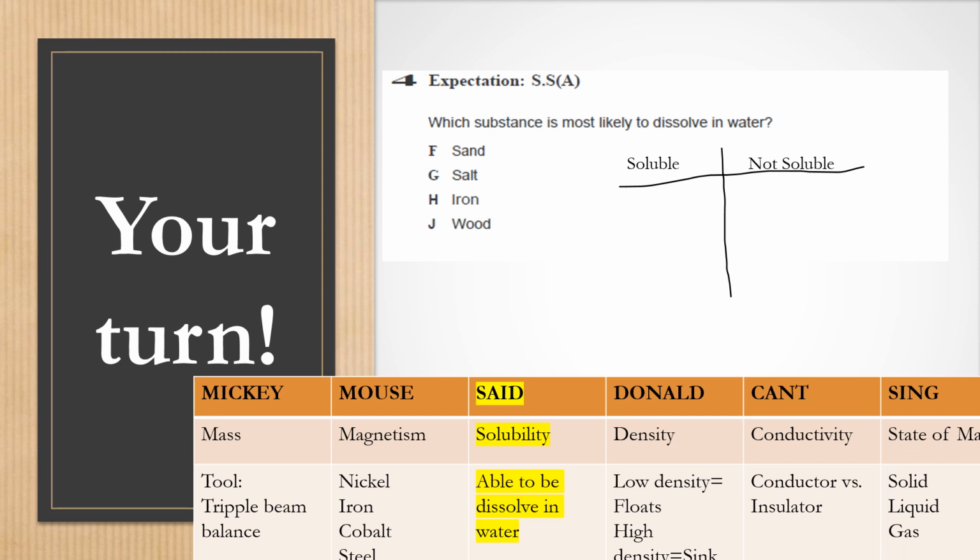Your turn. Go to question 4 from week packet 3. Your question is based on solubility. Remember, when you're answering a question about solubility, first you read the question, highlight, circle your important words, and you do your T-chart of soluble, not soluble to sort and organize the answer choices.